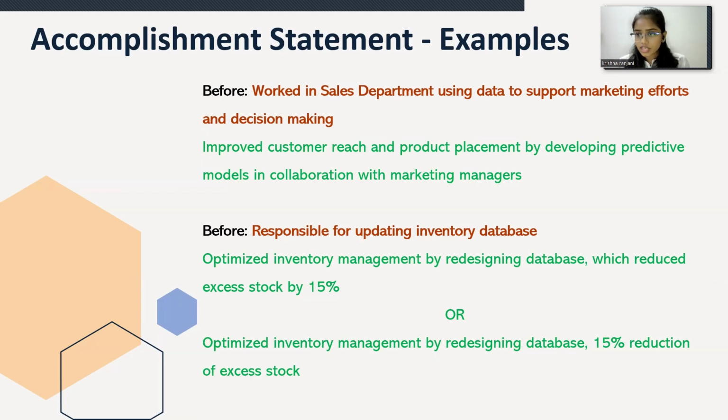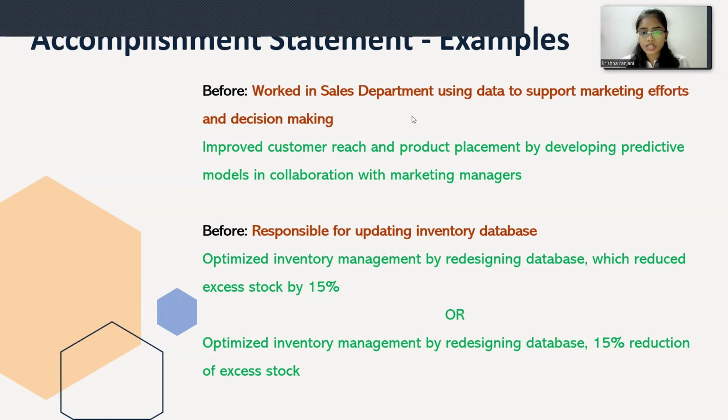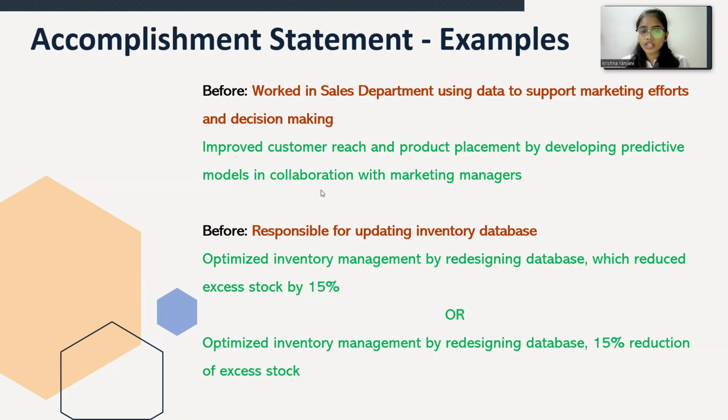Improve customer reach. It means results, RAC. This is in RAC format. First, you have given the results, right? Improve customer reach and product placement by developing predictive models in collaboration with marketing managers. It means that the result is there, the action is there, right? Who are the persons you collaborated with? It is clear here. The problem statement is given, what action has been taken is given, and what the result is has been given. Now let's take another example.